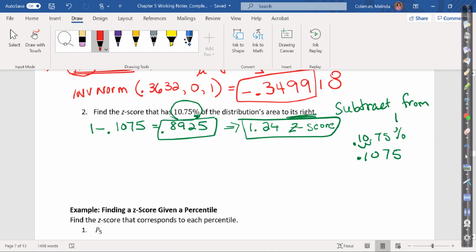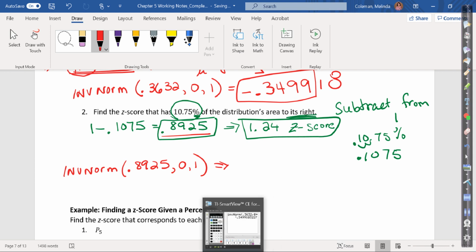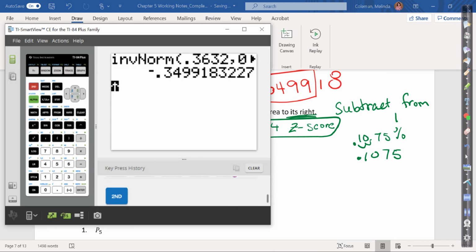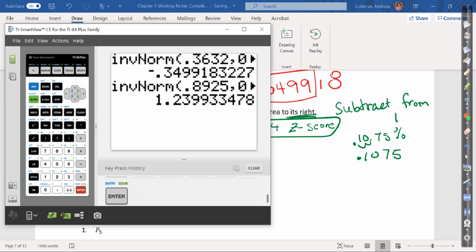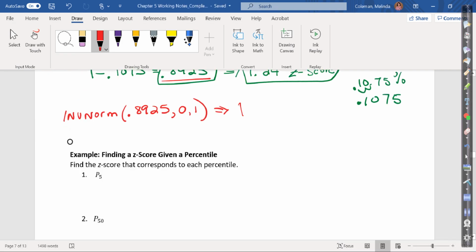So the second one here, then, we would do inverse norm of, so we want this value, 0.8925, comma 0, comma 1. If you use your calculator on that one, inverse norm .8925, hit enter, and it's 1.2399 for 4 decimal places, which to 2 decimal places does round to 1.24.